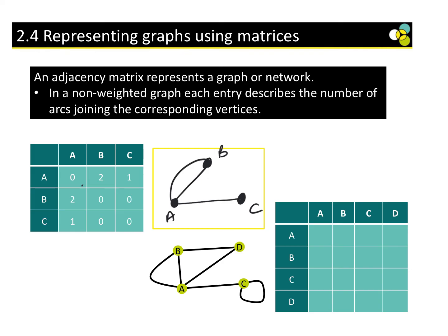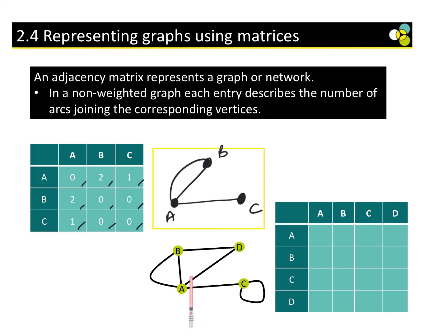Brilliant. Okay, so that first row is done. From B to A, there's 2. I already did it. B to B, 0. C to B, 0. A to B, 1. Already did that. B to C, 0. C to C, 0. Okay, perfect. I've drawn it. Wonderful. Now, that I've represented the graph using a matrix.